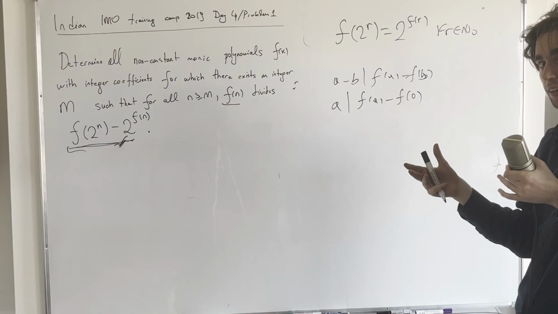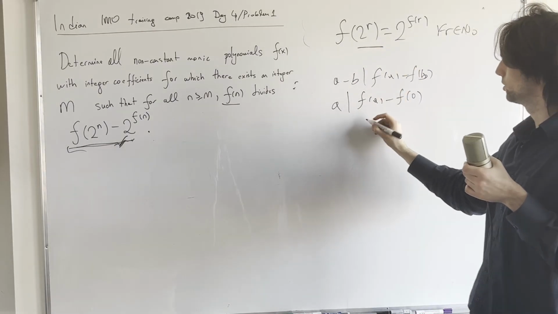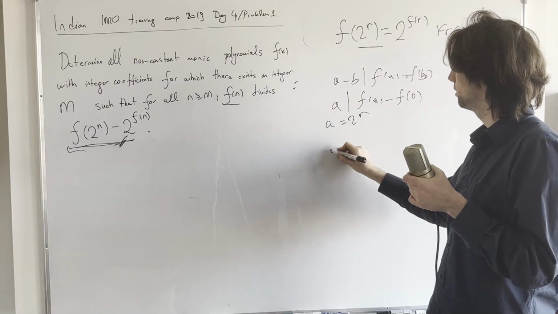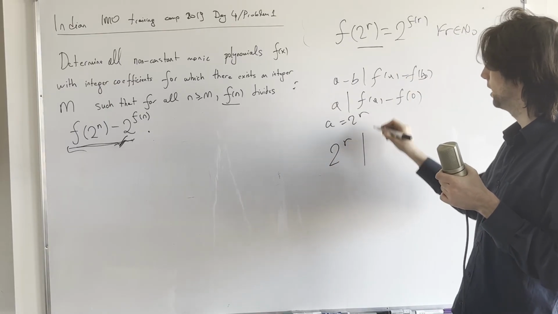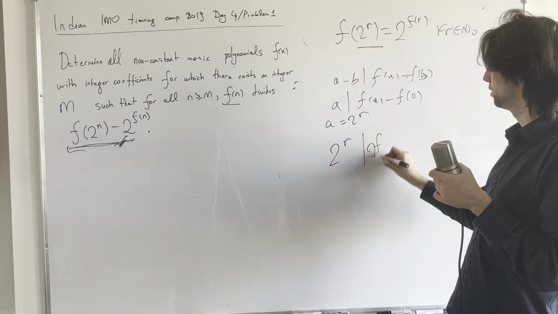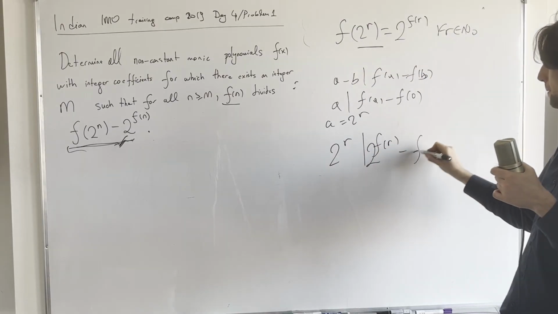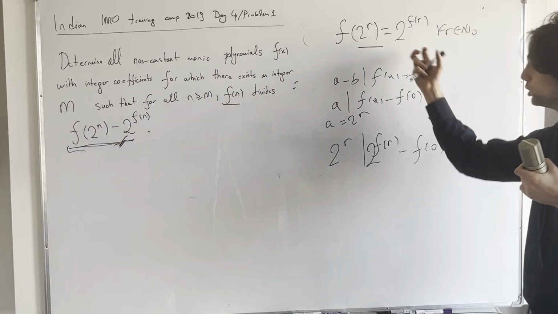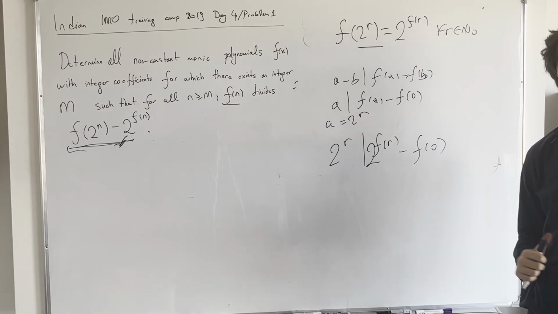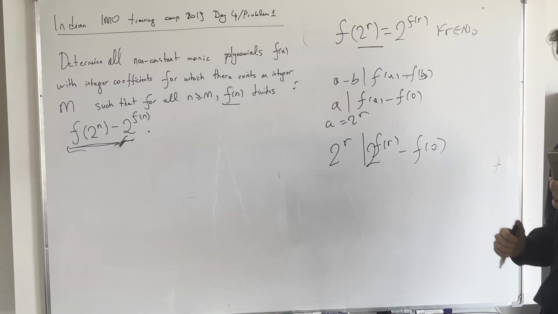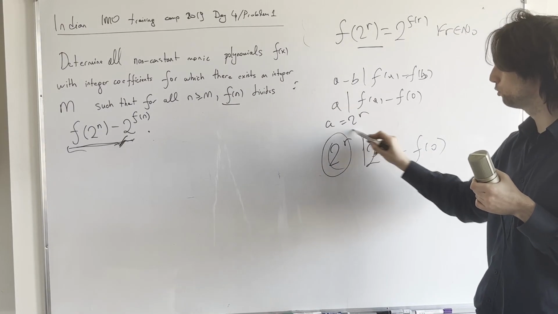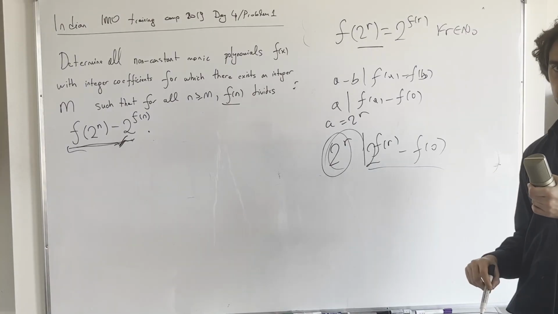And here's the big idea. Let me use this idea right here. Let me set a to be equal to 2 to the r, and then I'll have 2 to the r divides f of 2 to the r minus f of 0, which is 2 to the f of r minus f of 0. I'm using this immediately here. And now what do I have from this? Well, a huge power of 2 divides this difference.